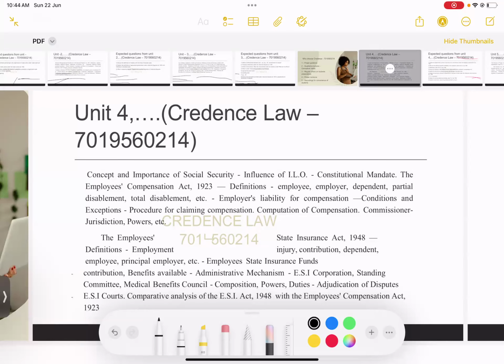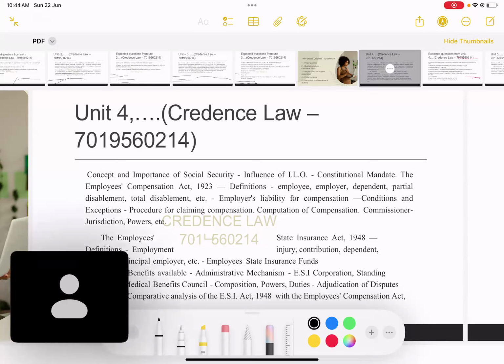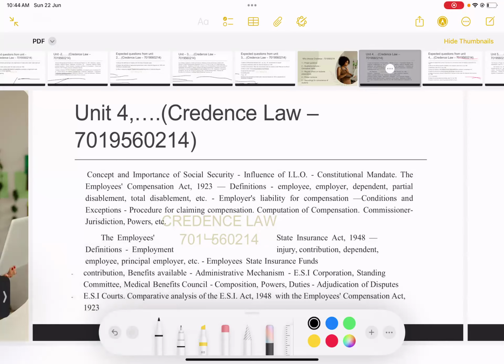The State Insurance Act in total consists of 100 sections divided into 8 chapters. The very objective of the State Insurance Act is to provide certain benefits to employees in case of sickness, maternity, and employment injury. A very important question from this part is on benefits, which are covered in chapter 5, containing sections from 46 to 73. It talks about the benefits: sickness benefit, maternity benefit, disablement benefit, dependent benefit, medical benefit, and funeral benefit.